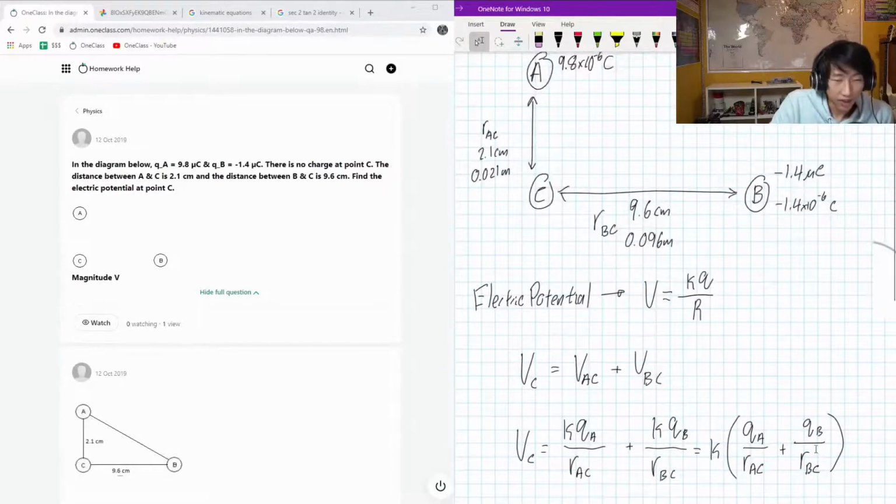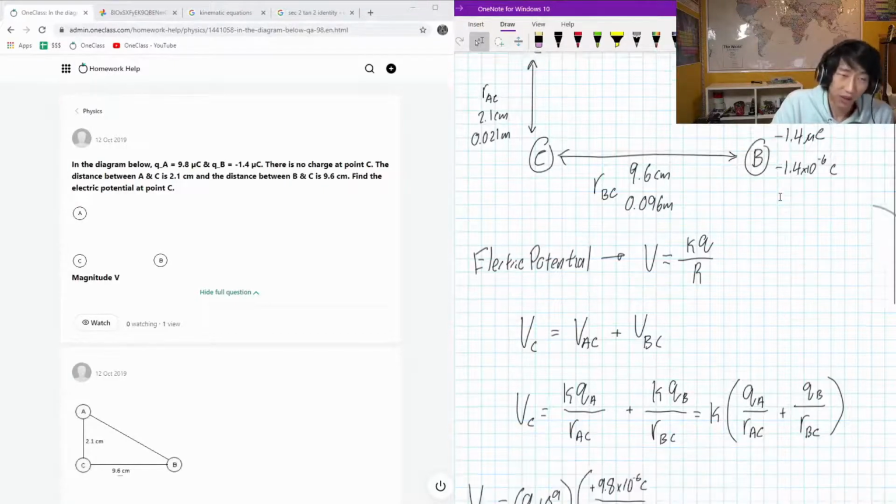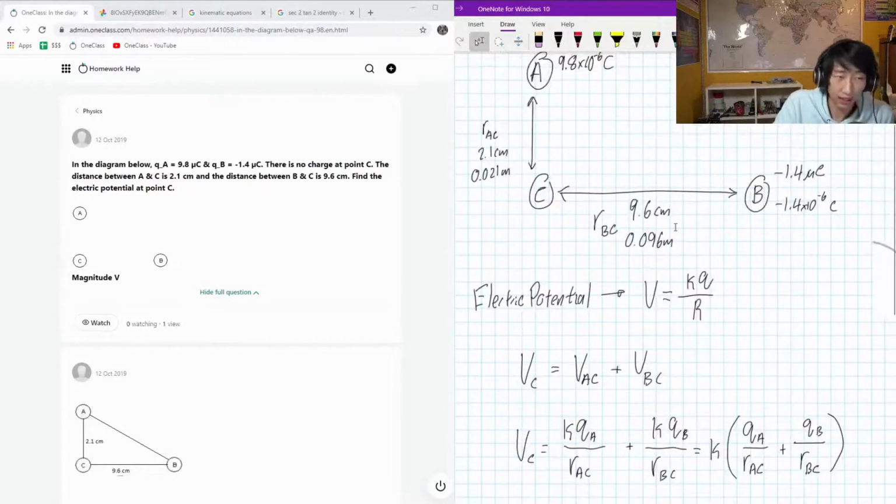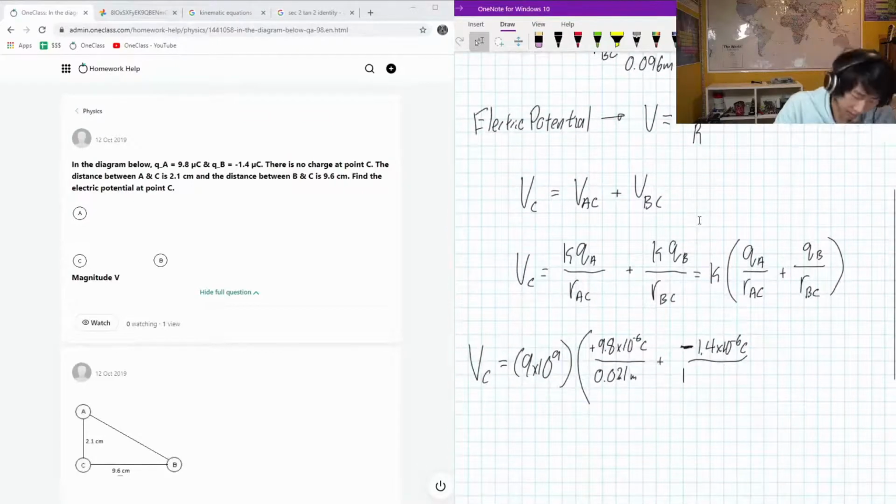Cool. And then the second one is going to be QB, which is negative. Don't forget the negative. If you forget the negative, it's going to hurt. So let's incorporate that. Plus negative 1.4 times 10 to the negative 6 coulombs, and that distance is 0.096 meters.